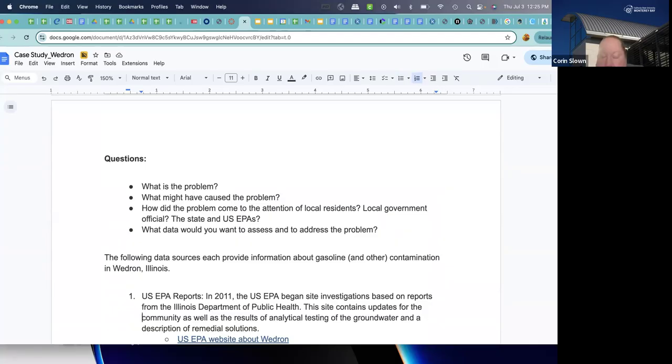Okay, so similar to what we discussed with the desalination, we're going to think about what's the problem, what might have caused the problem, and then how did the problem come to the attention of residents, the local government, or state and US EPAs, and then what data would you want to be able to assess and address the problem? So, can I have someone who read through this case study share a little bit about their thinking?